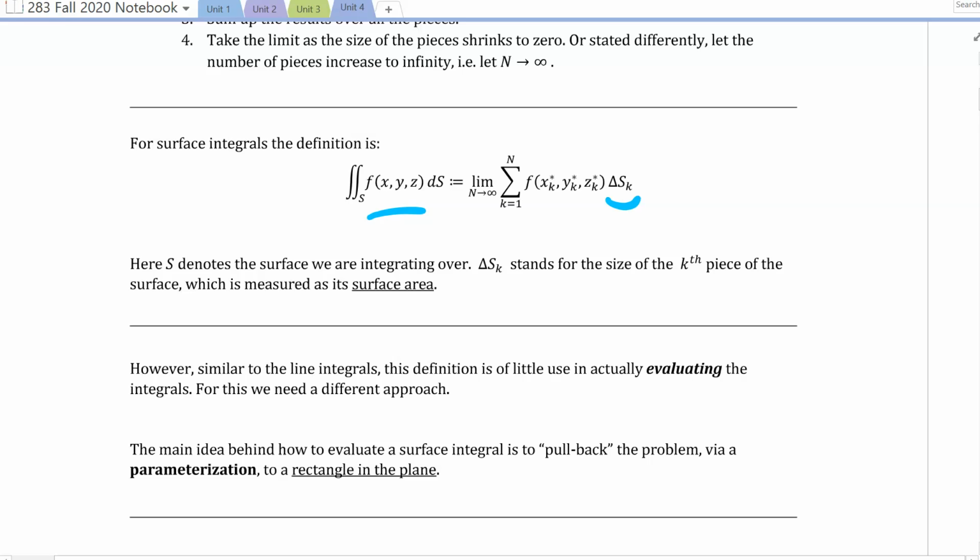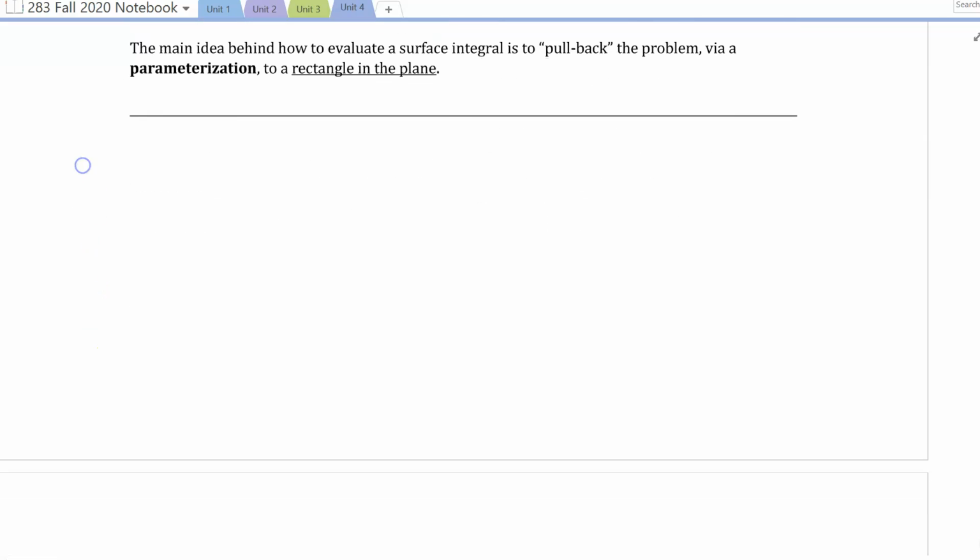For line integrals, we used a parameterization to pull the problem back to an interval, and that gave us a scalar single integral. For surface integrals, it's going to turn out we're going to have a double integral. Now continuing on, we'll get to that derivation.